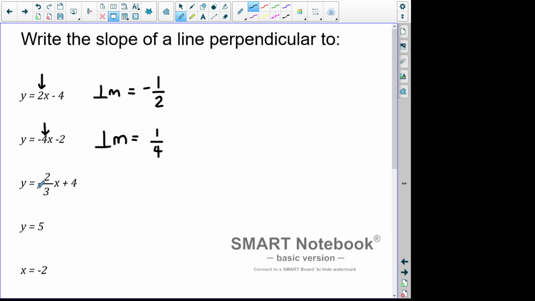This line has a slope of -2/3. It's hard to see, there's a negative in front of that, so -2/3. So my perpendicular slope is going to be the opposite sign, so it's positive, and it's going to flip that over. So it's going to be 3/2.